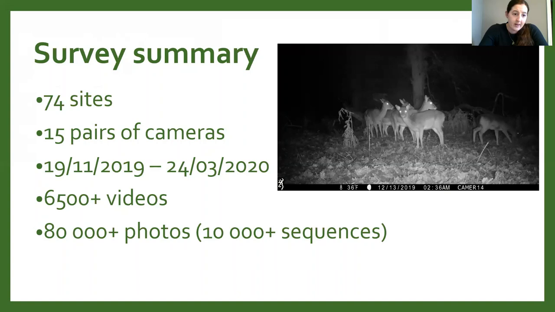So in that time, we'd already collected over 6,500 videos and over 80,000 photographs. But when the cameras were triggered to take photographs, they would take 8 photographs in a sequence. So this means we had at least 10,000 photo sequences triggered.